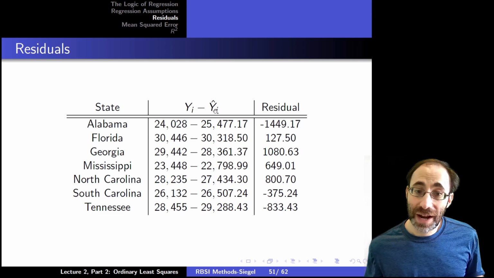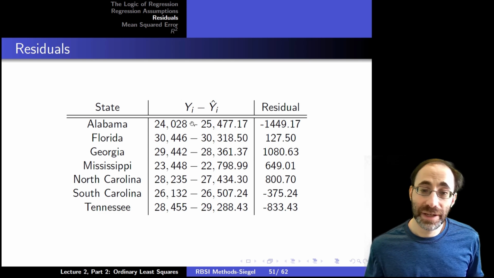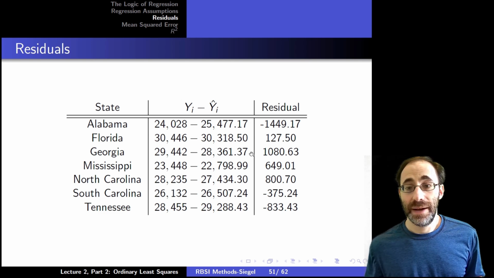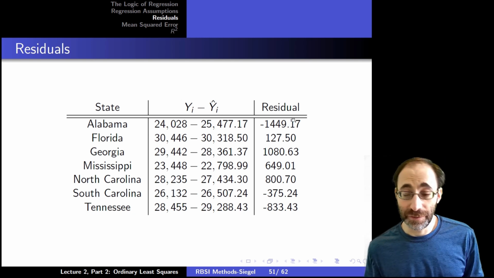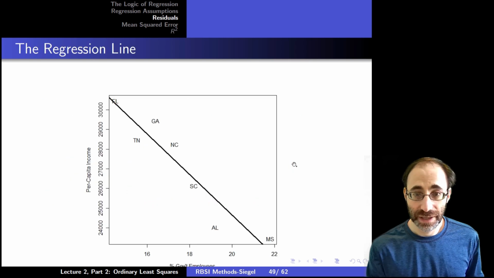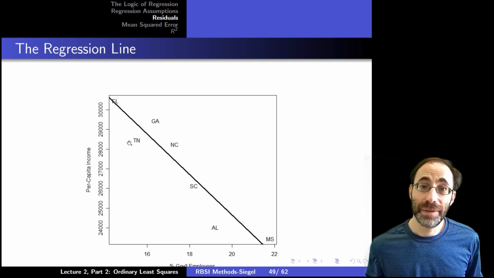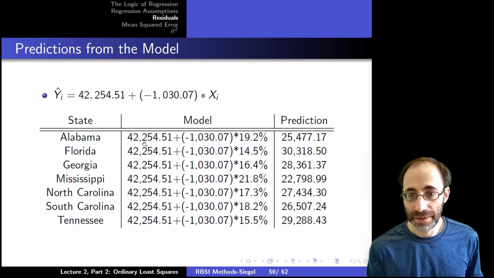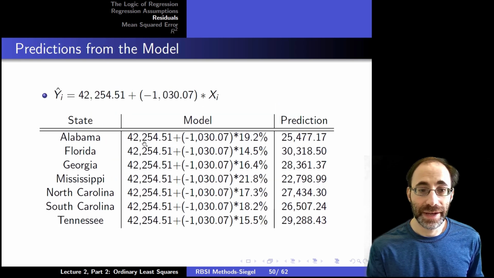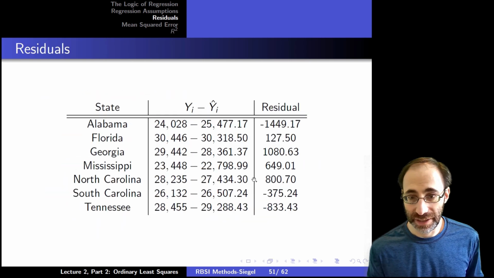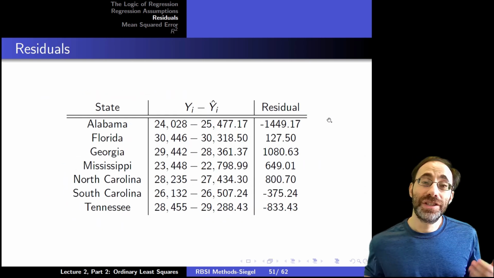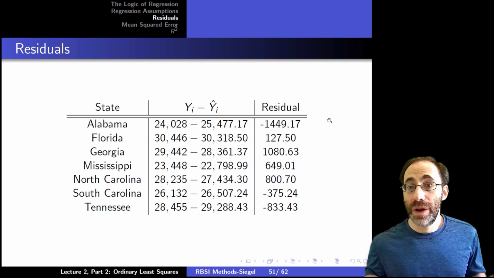Those predictions can be subtracted from the true value to get residuals. The residuals are again the difference between the true value and the predicted value. And some of them are negative and some are positive because some of these things lie above the line and some lie below the line. Negative being below the line. So Alabama is below the line, so it's a negative residual. And we see that it's negative over here. So now we have residuals. What do we do with them?